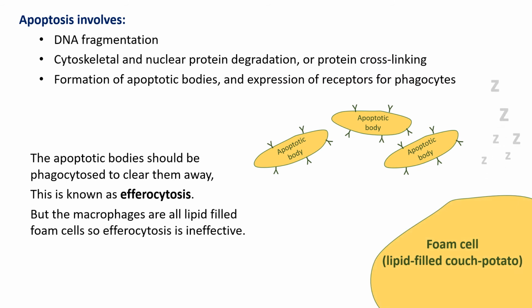But in this case, remember all the adjacent macrophages are also couch potatoes. They've also phagocytosed lots of lipid. They've turned into foam cells. They're dysfunctional, so they're not really up to doing a bit of efferocytosis. They're not up to clearing those apoptotic bodies. They'll sit at the other end of the sofa, if you like, going, no, I can't be bothered. So those apoptotic bodies don't get cleared away in this situation. Efferocytosis is ineffective.